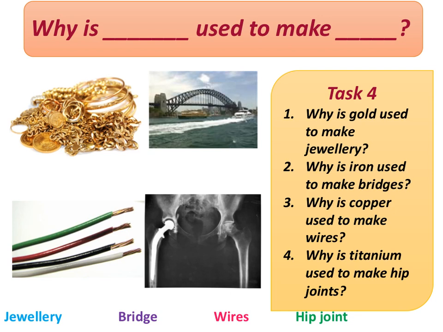So 4 questions. Why is gold used to make jewellery? Why is iron used to make bridges? Why is copper used to make wires? Why is titanium used to make hip joints? Think of the reasons, pause the video and come up with your answers.